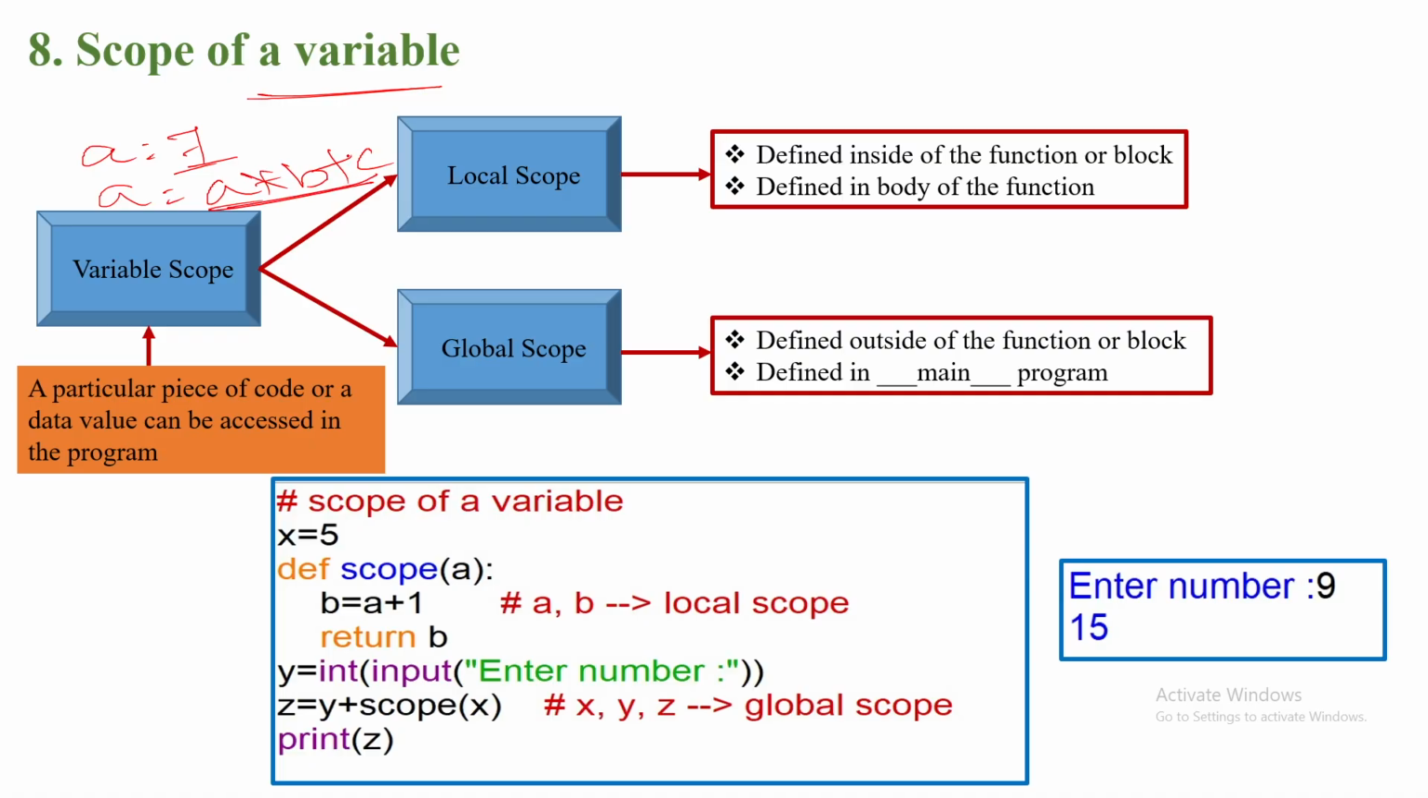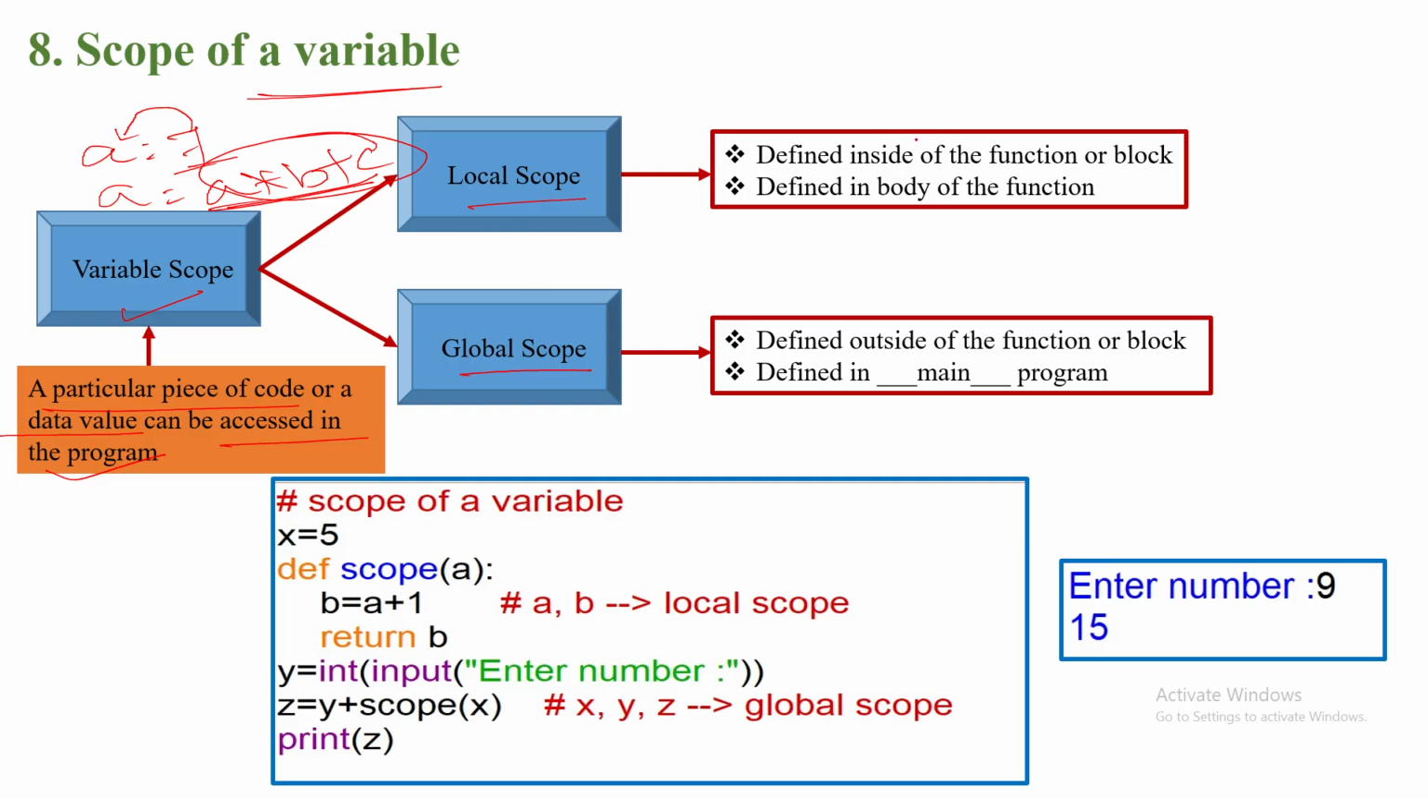So this is a piece of code. It stores a piece of code or a single value also, right? So a particular piece of code or a data value can be accessed in the program through these variables. So this is the variable. A variable has two types, local scope and global scope.